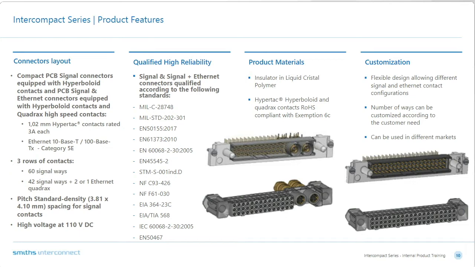So the signal contacts are 1.02 millimeter hyperboloid contacts, each with around a 3 ampere rating. The Ethernet contact that you see on the left-hand side of the two connectors is specified up to Cat5e. Now, you can clearly see in the pictures that there are 3 rows of contacts. When it comes to the signal contacts, you can get 60 signal ways, the one on the right, or 42 signal ways, the one on the left, with an option of either 2 or 1 Ethernet quadrax contact.